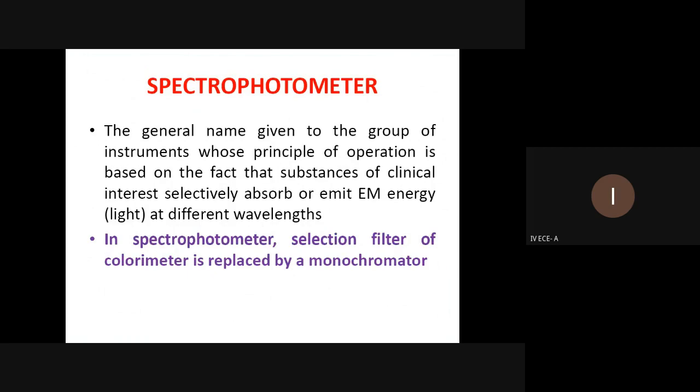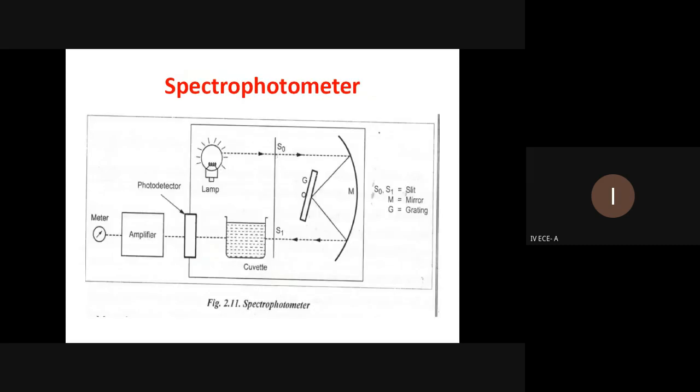Then comes the spectrophotometer, the general name given to the group of instruments whose principle of operation is based on the fact that a substance of clinical interest selectively absorbs or emits electromagnetic energy at different wavelengths. In a spectrophotometer, the selection filter of the colorimeter is replaced by a monochromator. So this is the setup of a spectrophotometer.